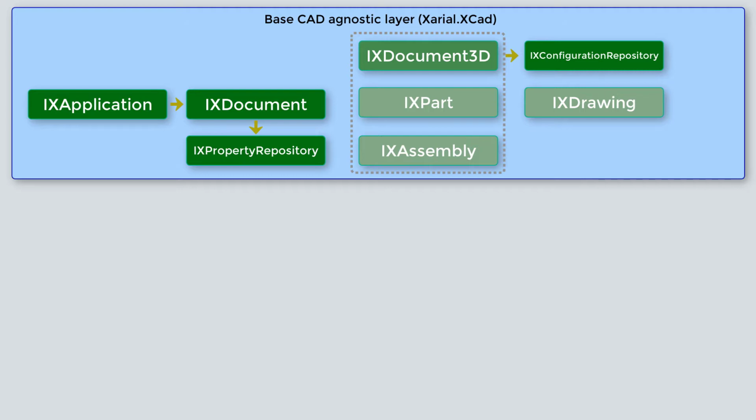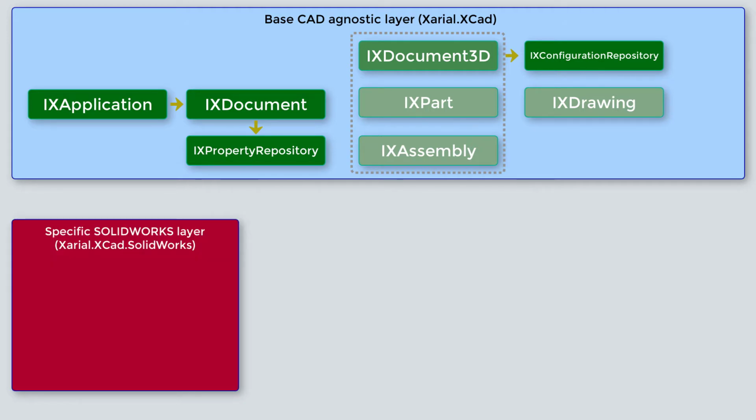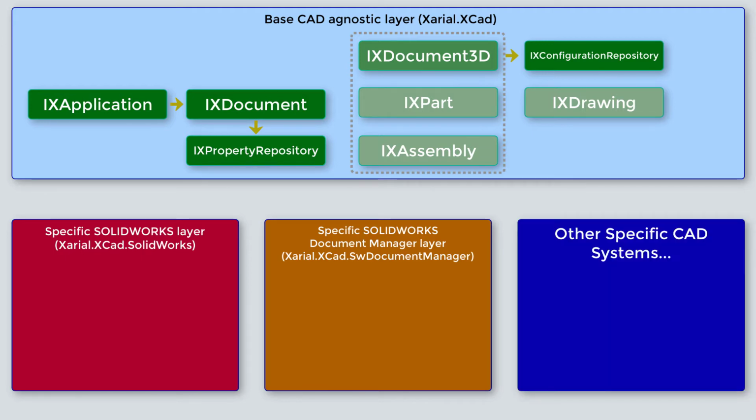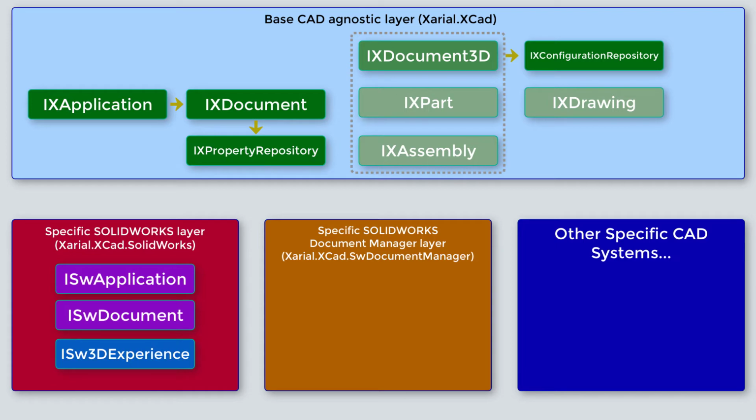Second layer of xCAD is a specific implementation of a base layer. So at the moment we support SolidWorks layer and SolidWorks Document Manager layer. In future, more CAD systems will be supported as well. The CAD-specific layer will contain an implementation of the base layer, but could also contain some CAD-specific features.